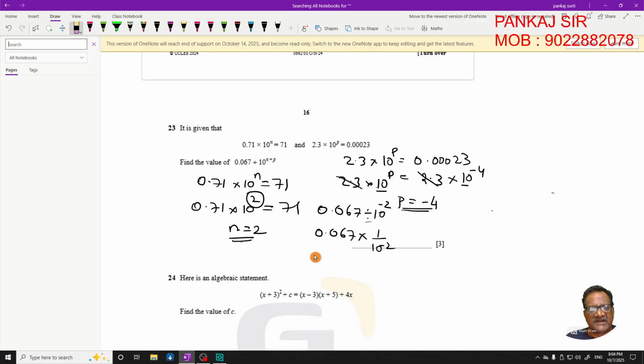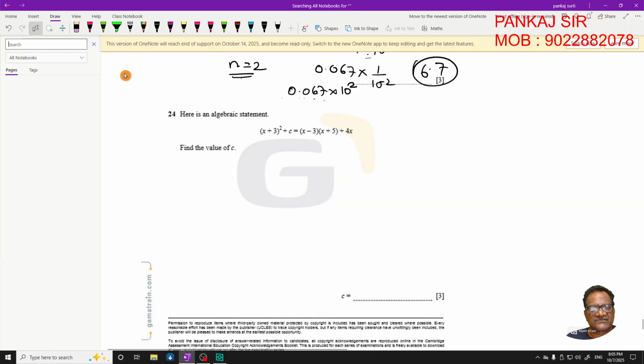Now the next step. This 10 raised to minus 2 I'll take in the numerator. When I take it in the numerator, this minus will become plus, so 10 raised to 2. Now this is very straightforward. 0.067 multiplied by 10 raised to 2: we have to shift the decimal 2 places to the right. So the answer will be 6.7. Okay, so the answer for this is 6.7. That was question number 23, and the 24th question is the last one.